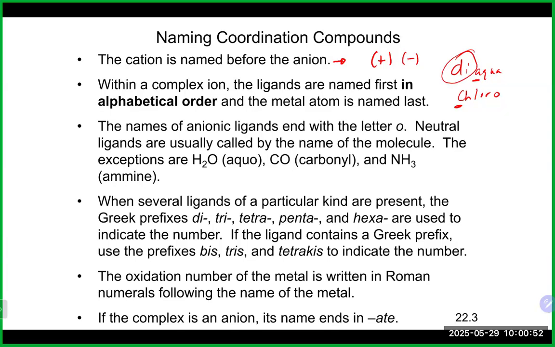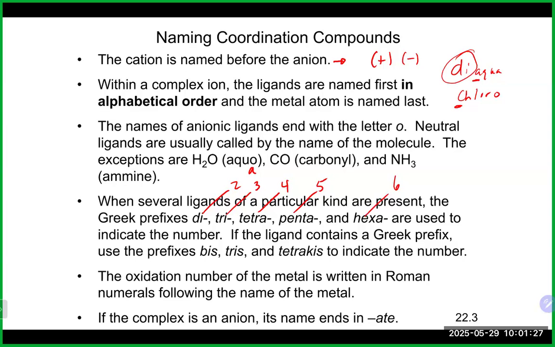Speaking of those ligands, a lot of them will end with the letter O. Some will be called by their normal name. There are some exceptions. Water's aquo. Some people use aqua as well. CO is carbonyl, amine for ammonia. As I just mentioned, if there is more than one ligand within the complex ion, we do use prefixes to indicate how many. Di for 2, tri for 3, tetra for 4, penta for 5, hexa for 6.